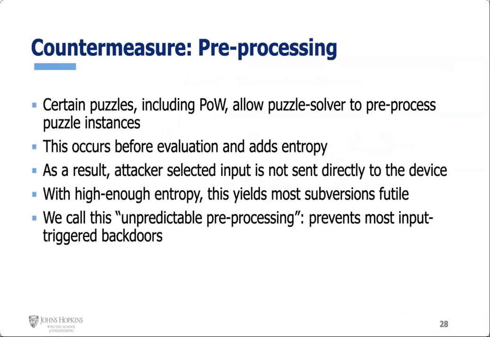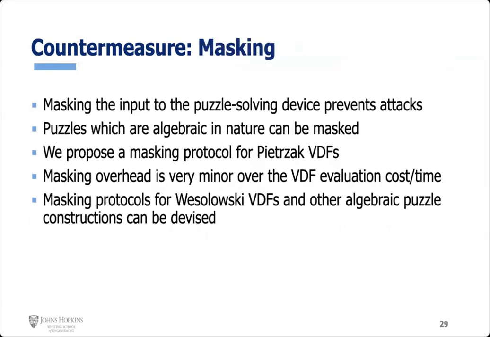One of them is pre-processing. Certain puzzles, such as proof of work, allow the puzzle solver to pre-process the puzzles. This happens before evaluation, and the puzzle solvers can try to add entropy so that they break the chain of what the malicious parties can select to go into the device and what actually goes into the device. With high enough entropy, this actually does render most subversion futile. We call this unpredictable pre-processing, and this prevents most input-triggered backdoors.